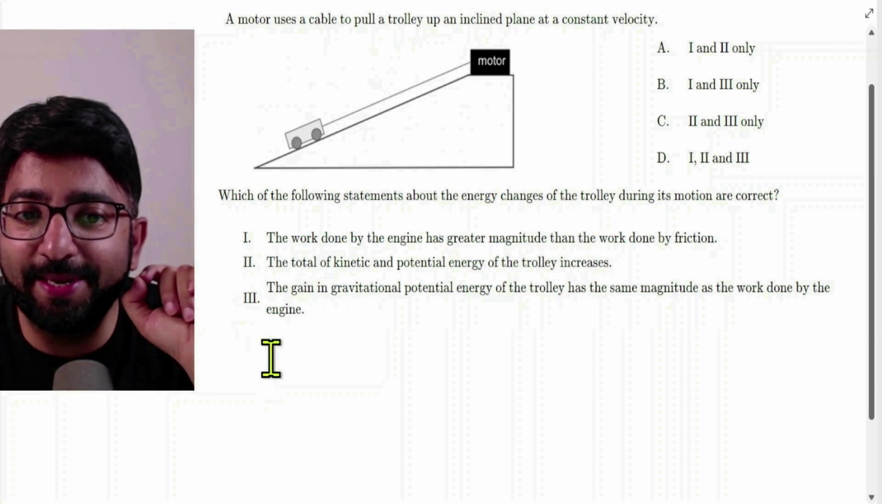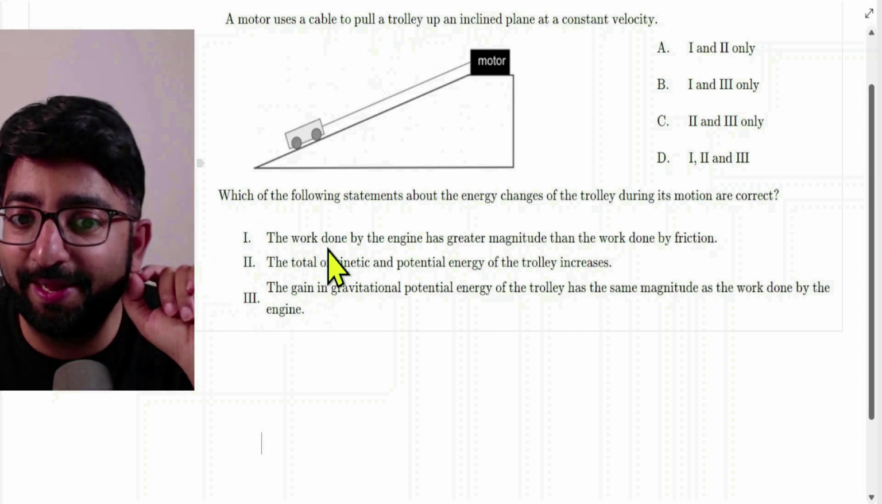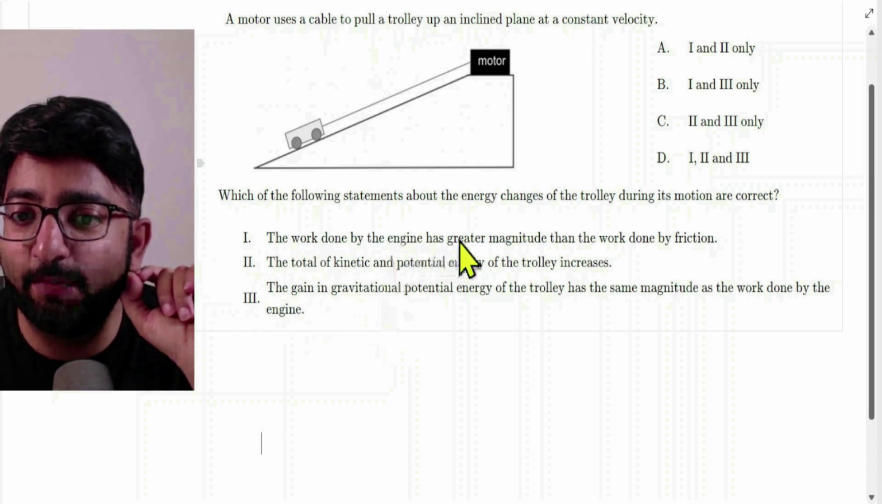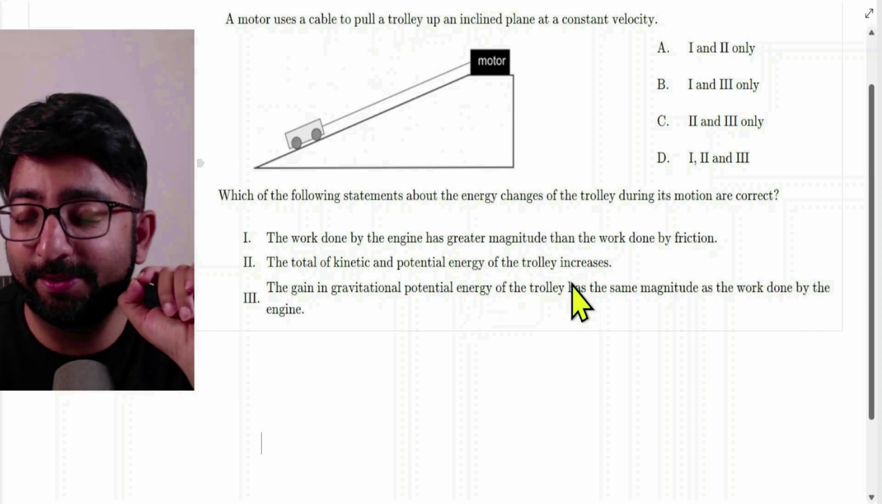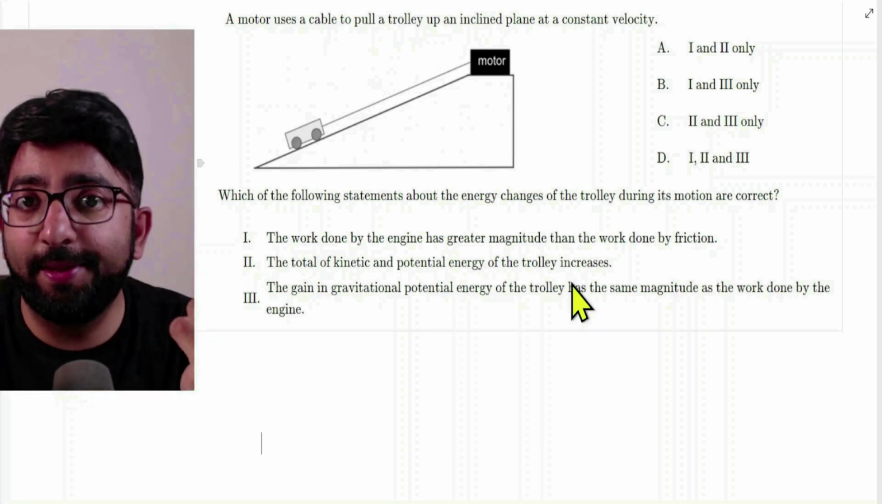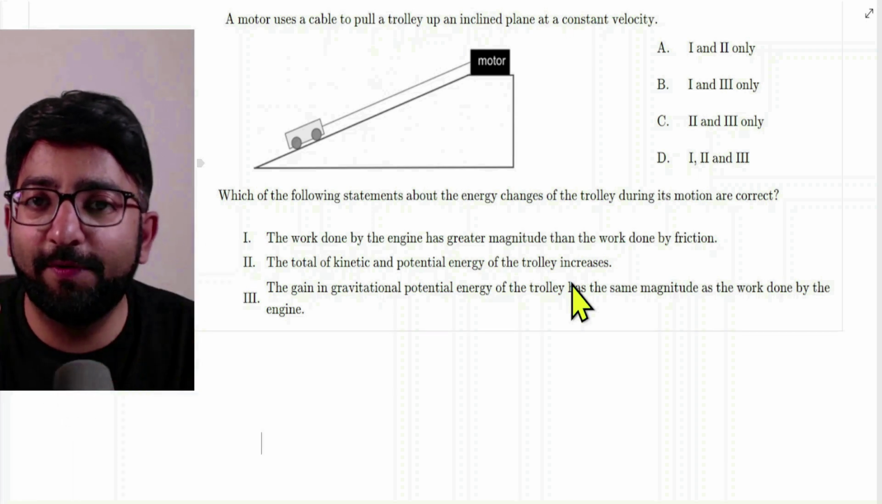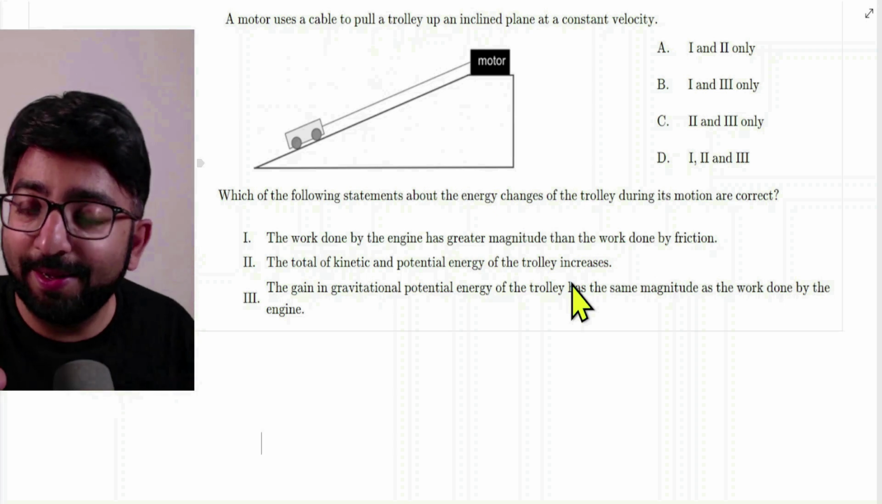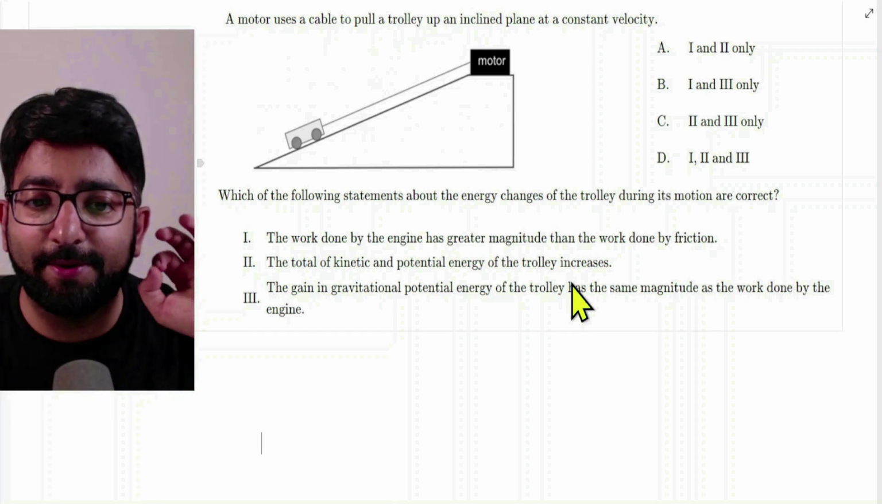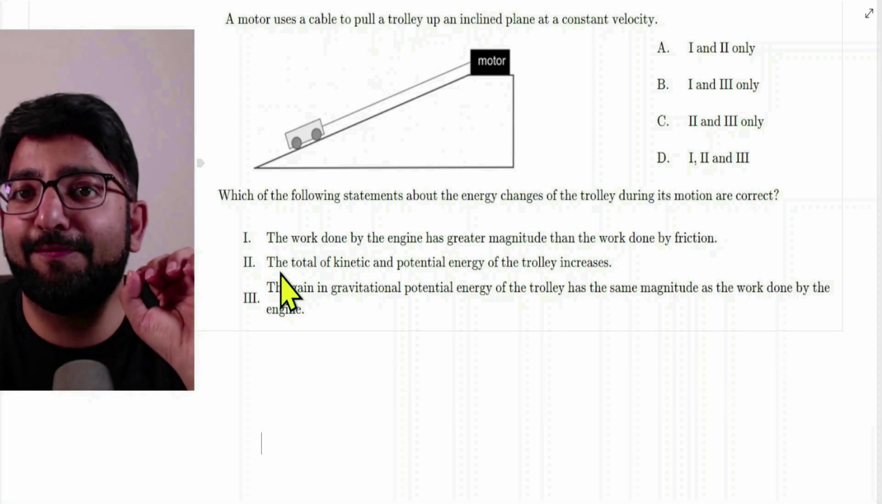If we look at the three statements, the easiest one to analyze is statement number 2, which states that the total of kinetic and potential energy of the trolley increases. Is that right or wrong? Some students deduce that the total energy, which is called mechanical energy, which is nothing but the combination of kinetic and potential, is always conserved. That is why statement 2 is incorrect. That deduction has a slight flaw in it.